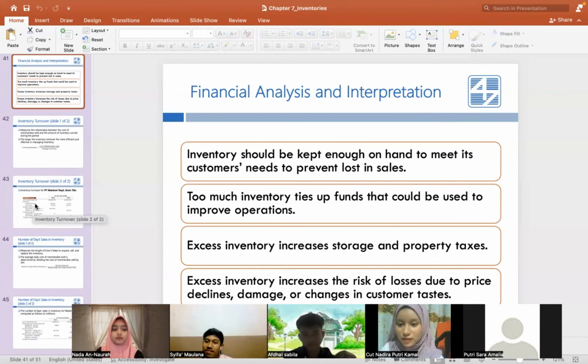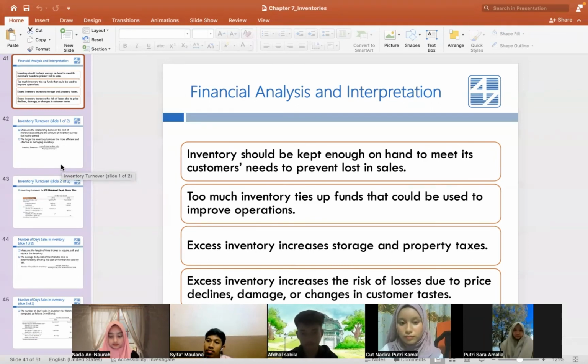Next, financial analysis and interpretation. From this statement we can get the conclusion that there must be stock left, not too much and not too little. Next.